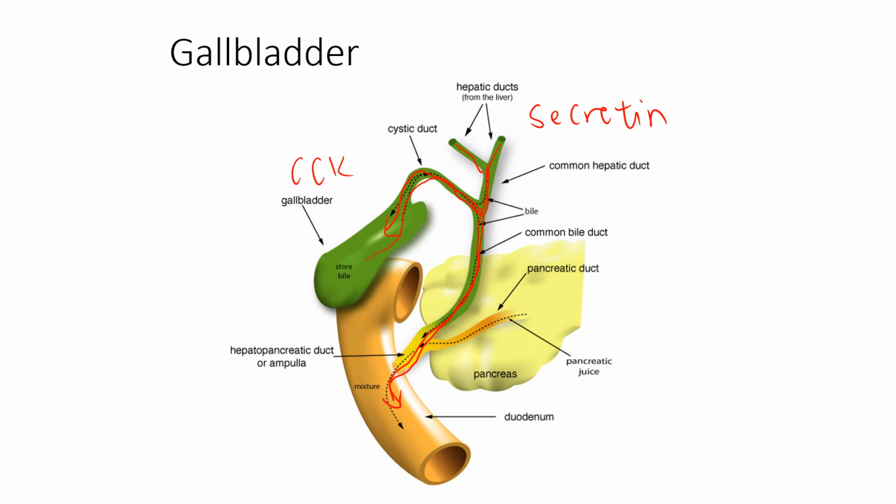So on your worksheet you have yet another blank to fill in. It says how is bile stored in the gallbladder? It backs up the cystic duct. That's your blank to fill in.